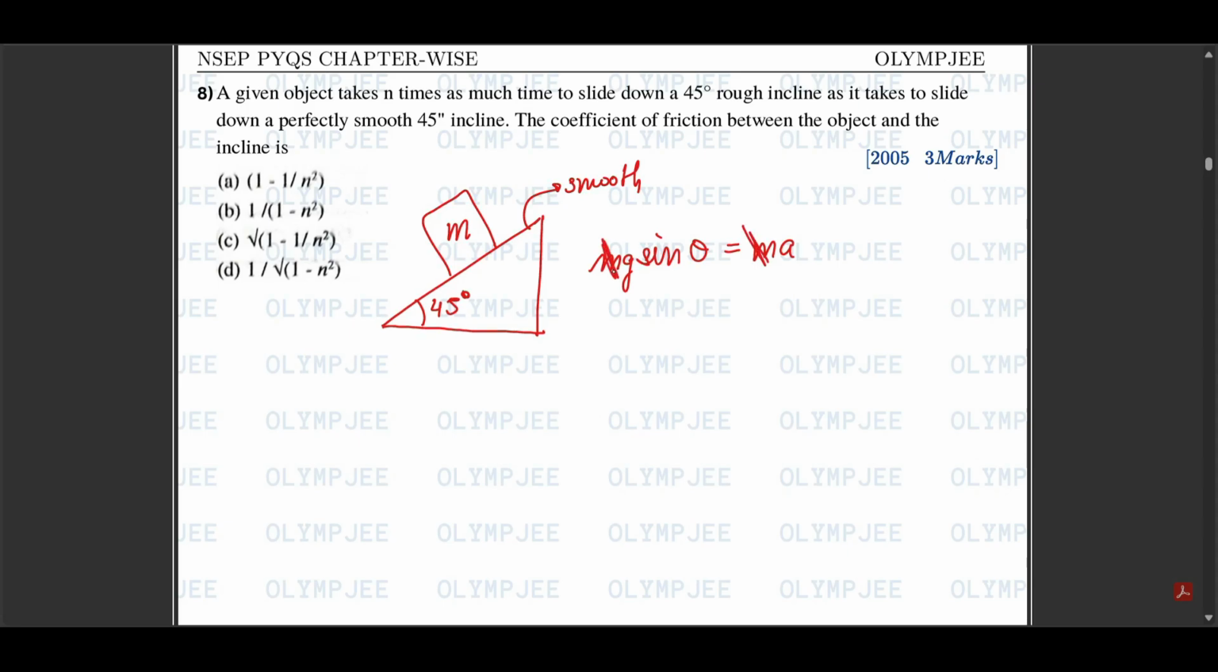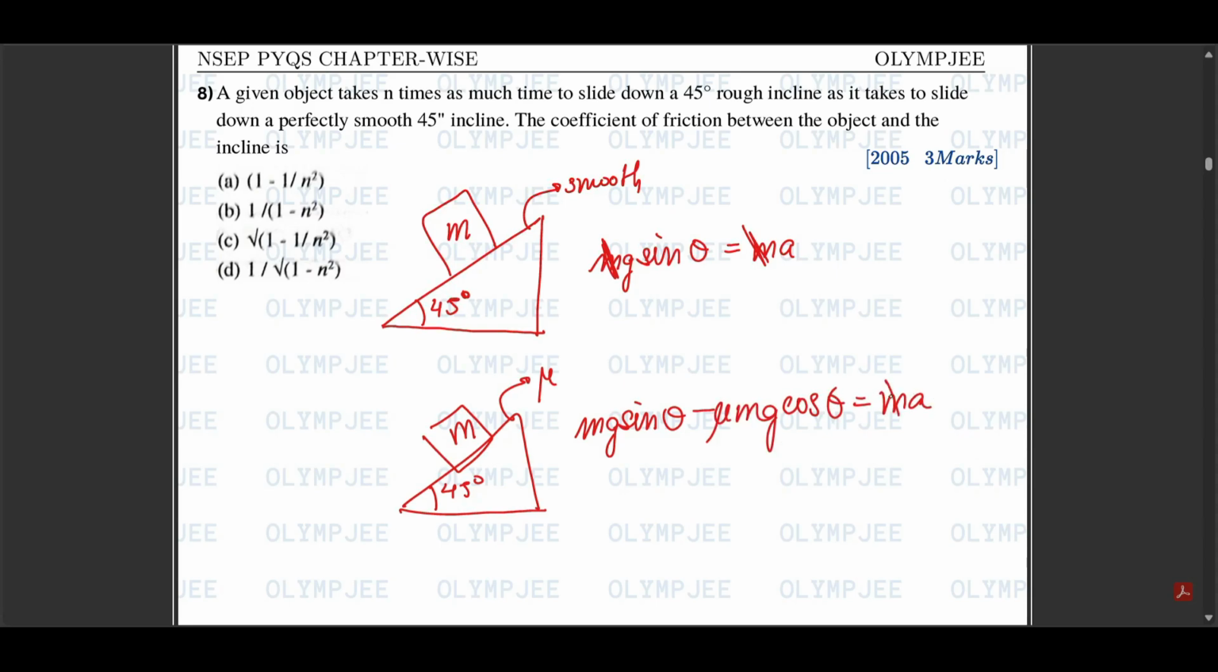So acceleration will be g sine theta, and in the case when it is rough, we can write that mg sine theta minus mu mg cos theta is equal to mass into acceleration. So acceleration will be, as here acceleration was g by root 2, here it will be g by root 2 minus mu g by root 2, which is equal to g by root 2 into 1 minus mu, right?